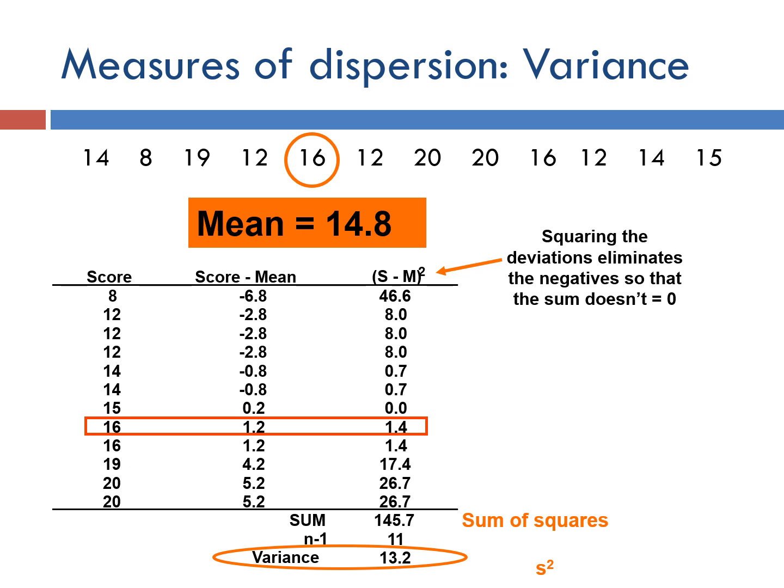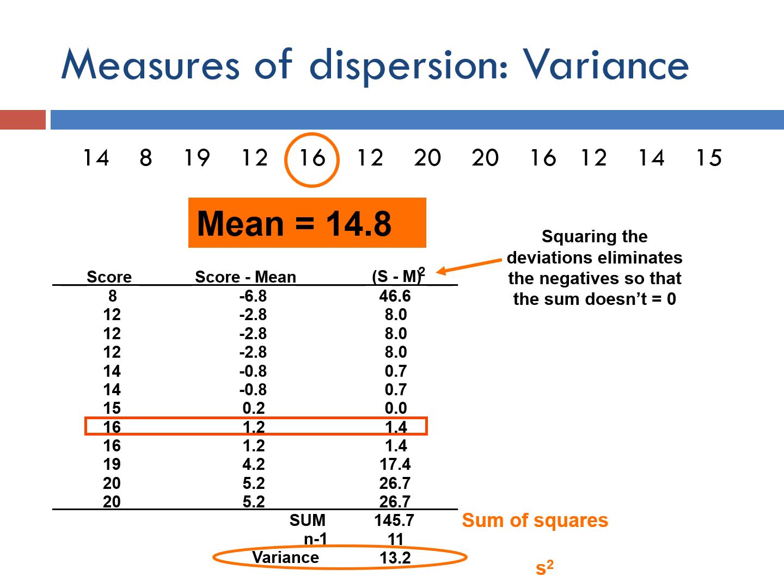The leftmost column is the scores, those 12 scores. Then the column next to it is the scores minus the mean. So the mean, again, was a 14.8. We calculated that before. So the score of 8 minus 14.8 is a 6.8. If you look at your score of 16, you subtract 14.8, you get a 1.2. So all of those are just subtracting, that individual score's difference from the mean.